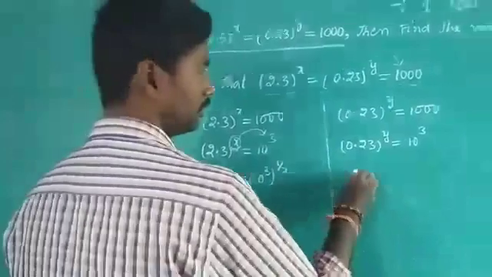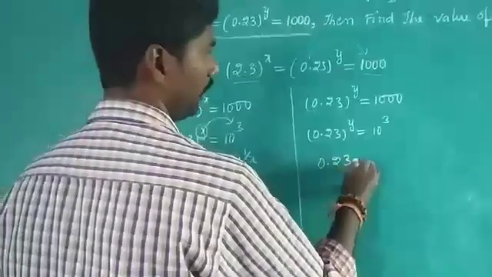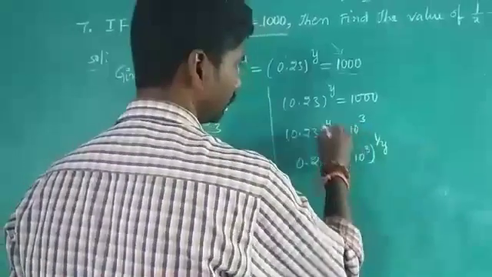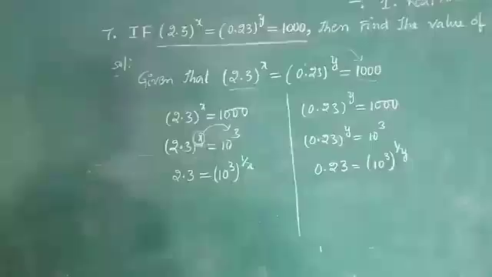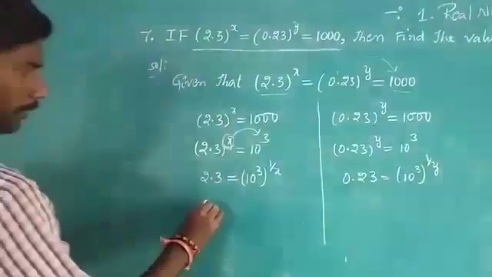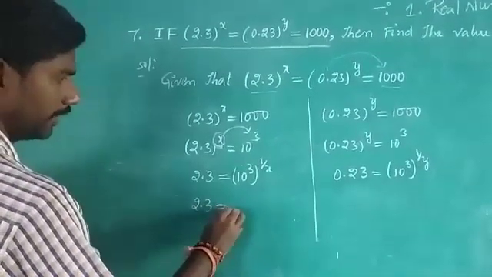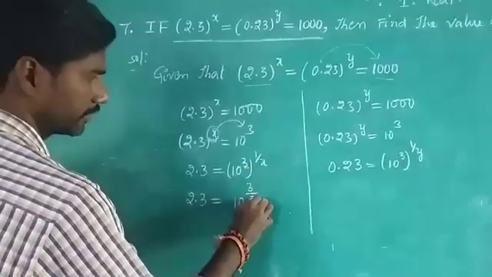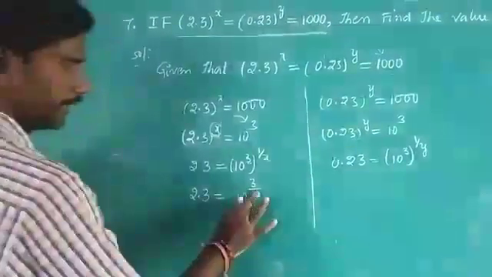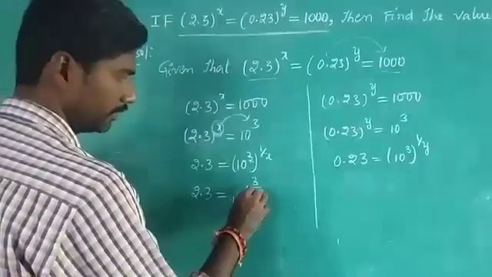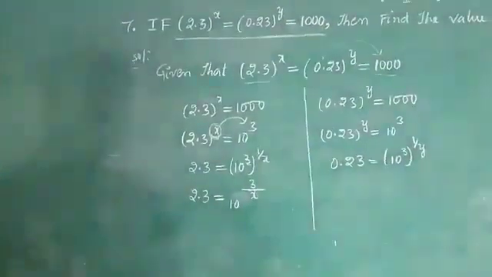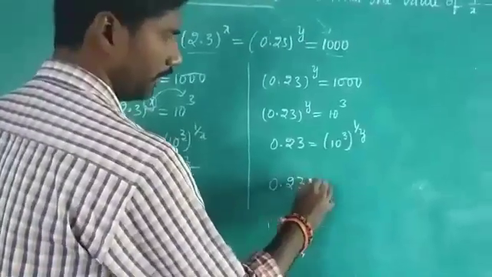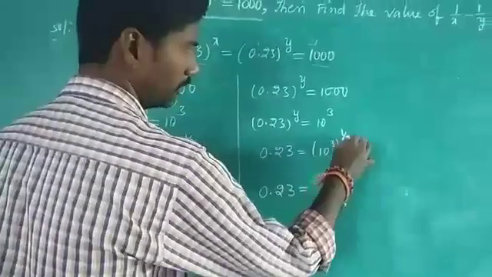Then here also, 0.23 is equal to 10 to the power of 3 all to the power of 1 by y. This y you are transporting, 1 by y. So let me write 2.3 is equal to 10 to the power of, this 3 you are multiplying with 1 by x, so 3 by x. You will get 10 to the power of 3 by x. Then 0.23 is equal to 10 to the power of 3 by y.